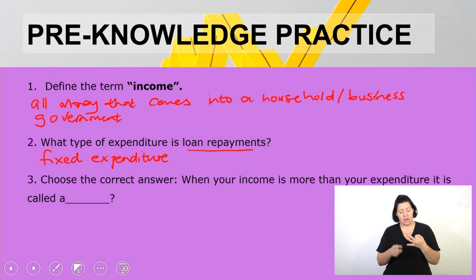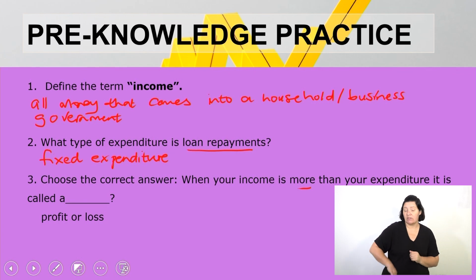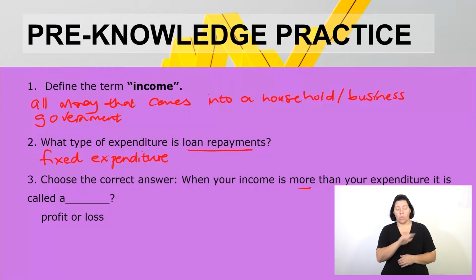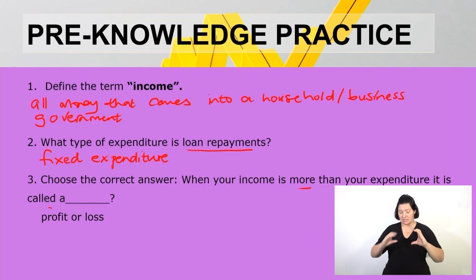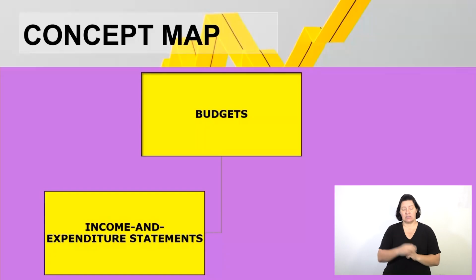Then we have a third question here. It says choose the correct answer. When your income is more than your expenditure, it is called what? Now let's see what is given to us. Is it a profit or a loss? In this case, when your income is more than your expenditure, that will be a profit. Okay, so there, simple, straightforward question just to get us going. Okay, so let's see. This is what will be expected in this lesson. We will look at budgets, and thereafter we'll also look at income and expenditure statements.